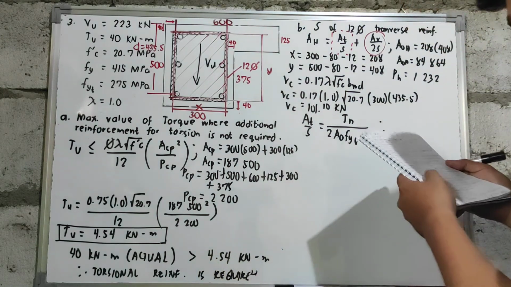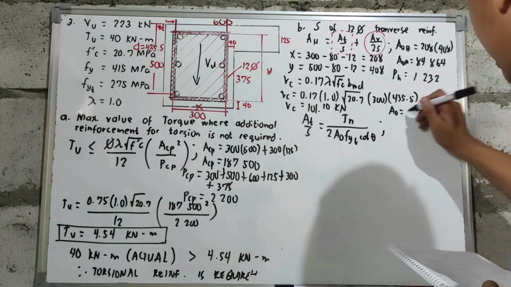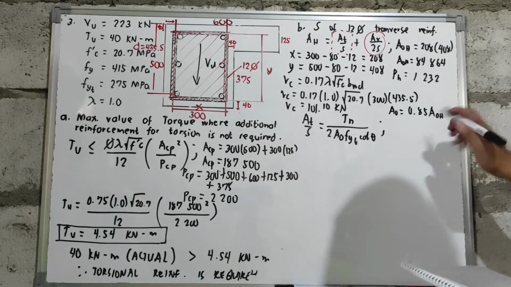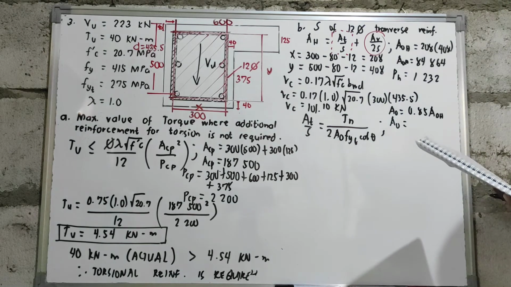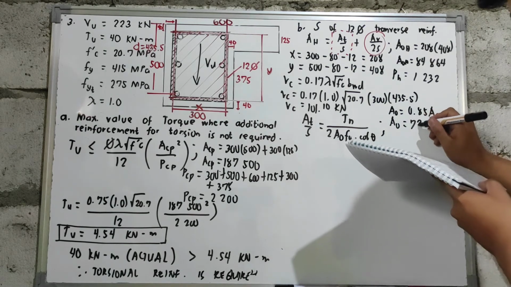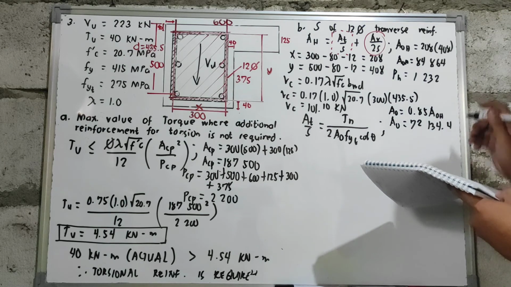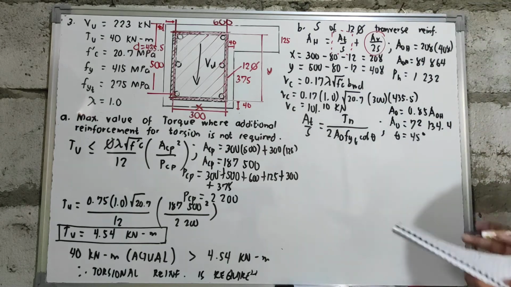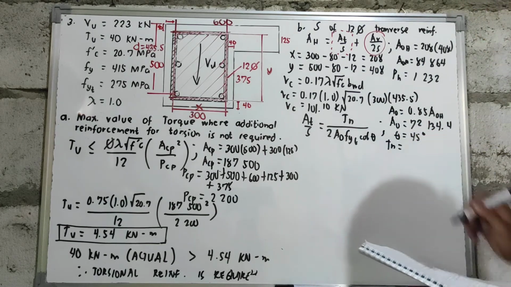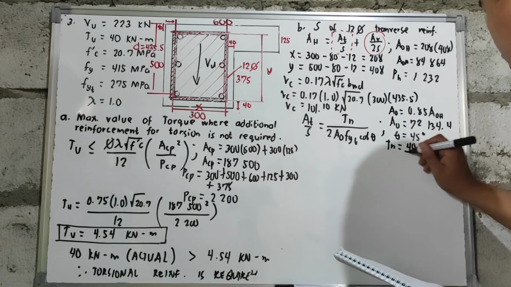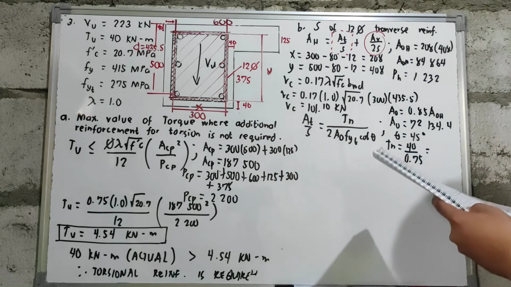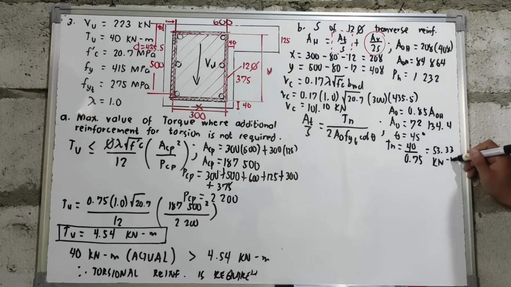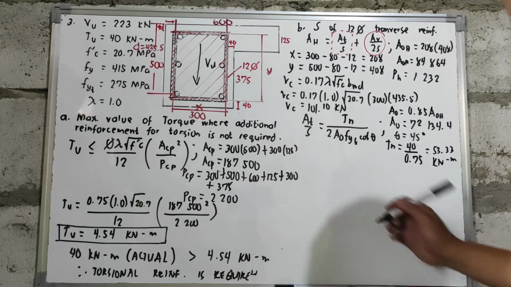So what will be the value of your AO? So that is 0.85 of AOH. So etong AOH natin, 0.85 lang. So the value of your A sub O is now equal to 72,134.4 mm squared. How about your theta? That is 45 degrees. And the value of your T sub N, that will be yung TU natin na 40 over 0.75. So you have a value of your T sub N which is equal to 53.33 kilonewton meter.